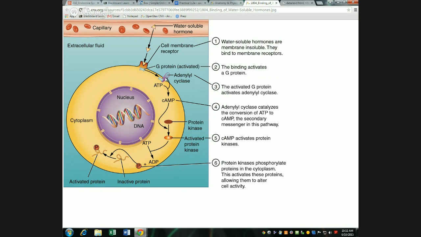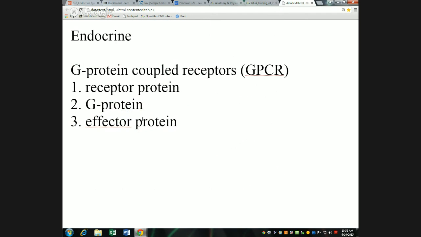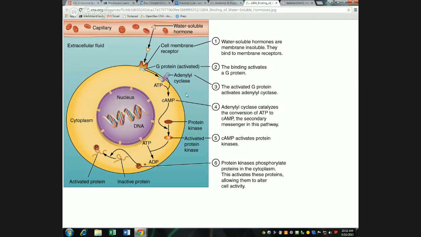Now in this picture, the effector protein is specifically labeled by this name, which is what this particular effector protein is. But there are other examples of G protein coupled receptors that have different effector proteins. So in the list I just gave you, this is the general term for that third component. And this picture in the book is just showing you a particular example.